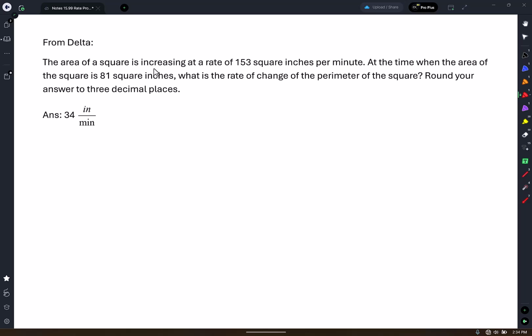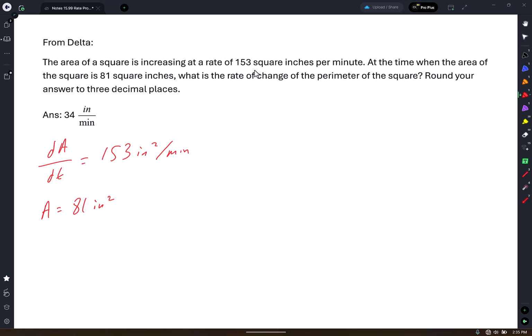The area of a square is increasing at a rate of 153 square inches per minute. Okay, so that's dAdt. 153 square inches per minute. At the time when the area of the square is 81 square inches, what is the rate of change of the perimeter of the square?